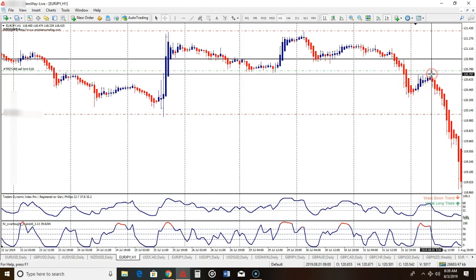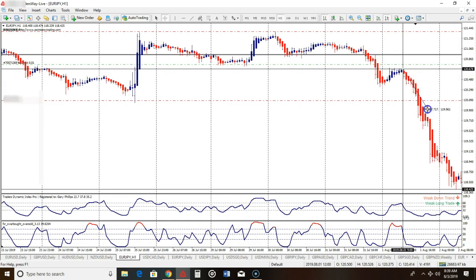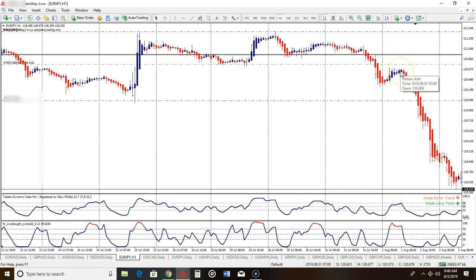So price missed my entry by about 7 pips, 6 pips, 8 ticks, so about 7 pips. It never hit my sell limit order. Therefore, I was never triggered into the trade, and I had to watch price drop over 200 pips in the direction that I thought price was going, right?